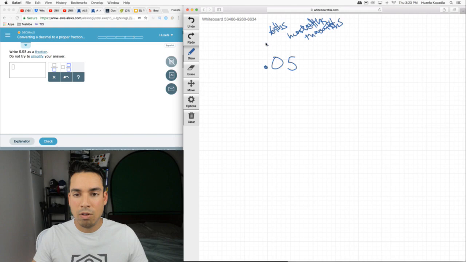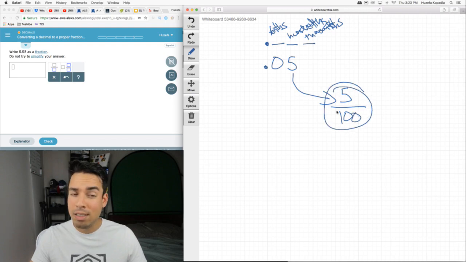Okay, so we have our decimal, we have 10th, 100th, and then 1000th. All we got to do is look at where this decimal stops. It stops in the 100th spot. So all we got to do is take this number, which is 5, since the leading zero is not necessary in a fraction. We've got a 5, and since it's in the 100th spot, we put it over 100. And it's as simple as that.